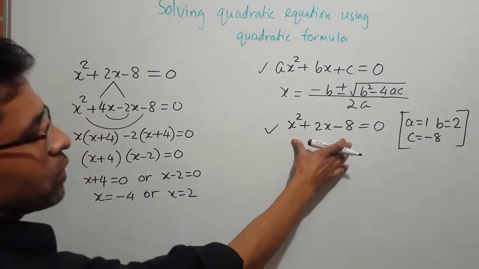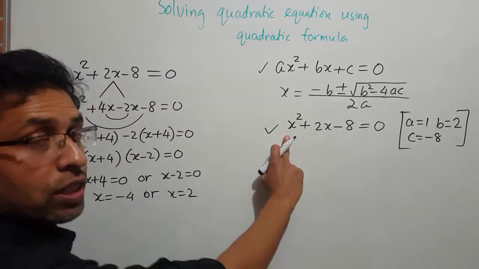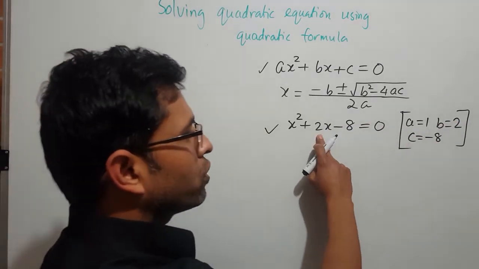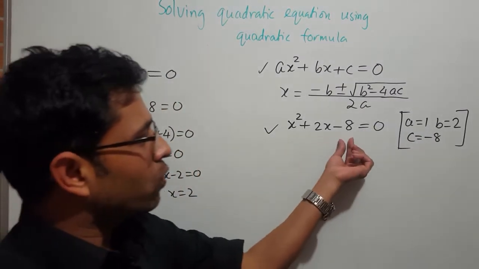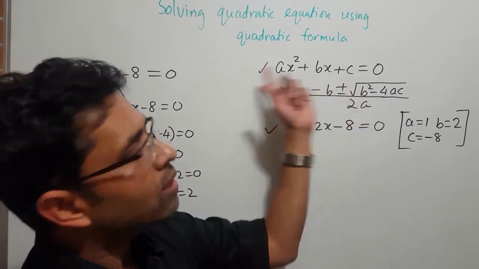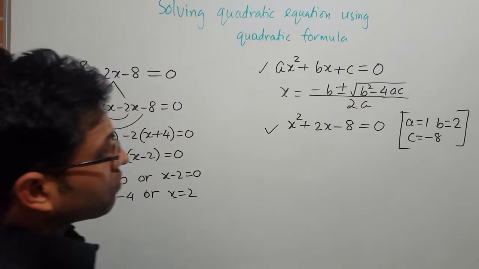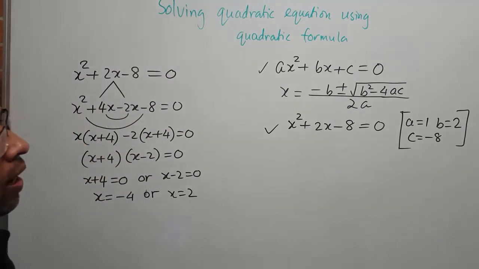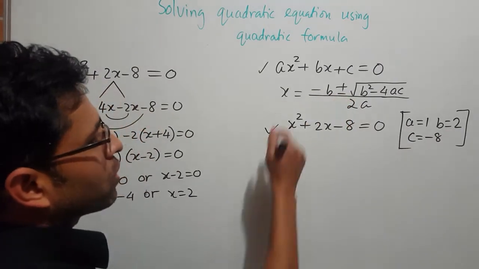So when we have this equation, we can tell what a, b and c are, because a is the coefficient of x squared, b is the coefficient of x, and c is the constant. But make sure that everything is on the left hand side, because in our general form a, b, c are all on the left hand side and the right hand side is equal to 0. Now we just need to substitute these values in this solution.